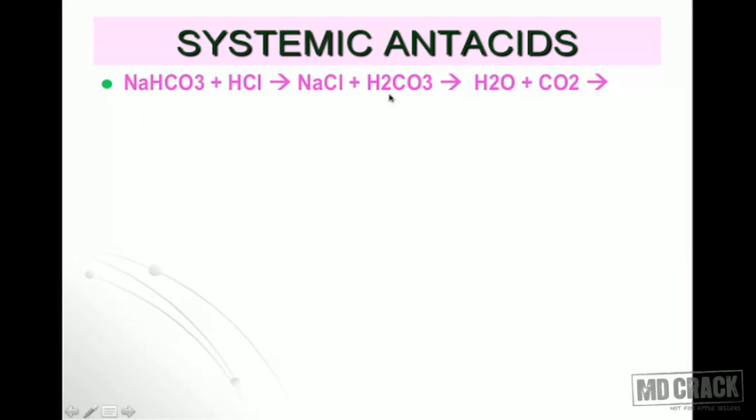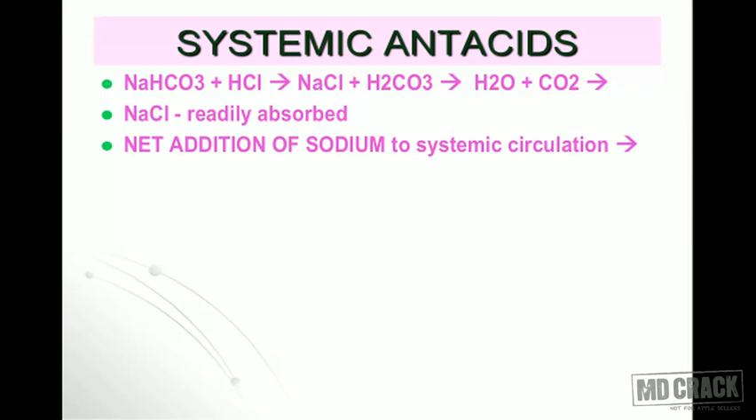Now if you look at this reaction, what is formed after combination with hydrochloric acid is NaCl, and that's sodium chloride. I hope you're going to appreciate this. The sodium chloride formed is going to be readily absorbed into the systemic circulation. So once sodium enters the systemic circulation, it's going to produce alkalinization.